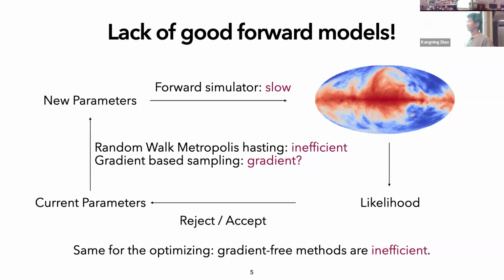And the situation is the same if you don't care about sampling the posterior, and you only want the one best answer with optimizing. Gradient-free optimizing methods are also inefficient, and you will need a gradient to speed up your inference as the number of parameters increases.